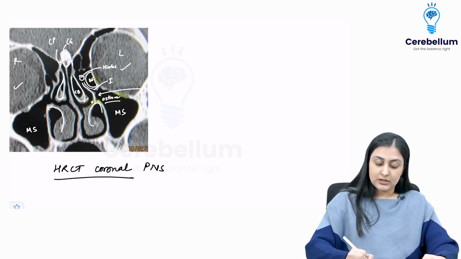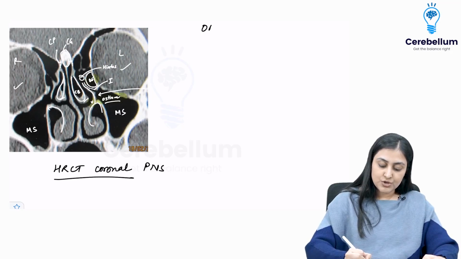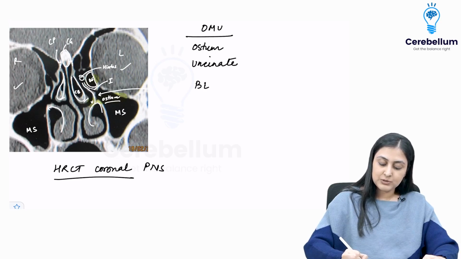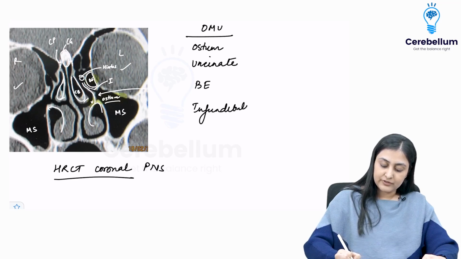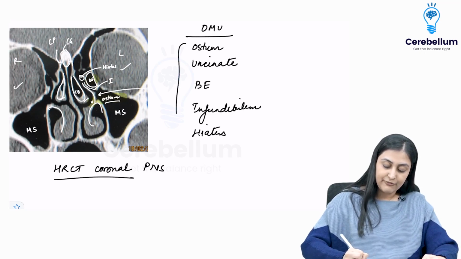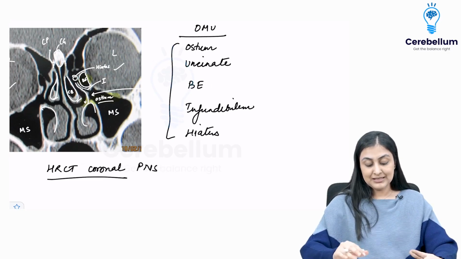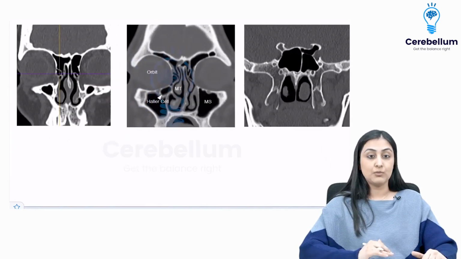Okay, so here, just to document it further, osteomeatal unit, what are the components? So you have the ostium of the maxillary sinus, you have the uncinate process, you have the bulla ethmoidalis, you have infundibulum, and you have the hiatus semilunaris, right? So these are the 5 parts that we have now gotten oriented to. So this is how you recognize bulla ethmoidalis.